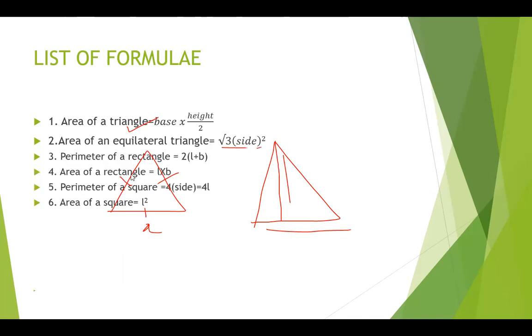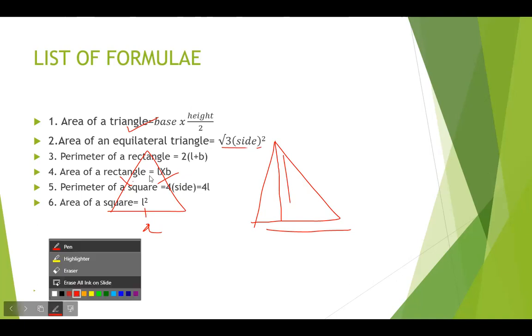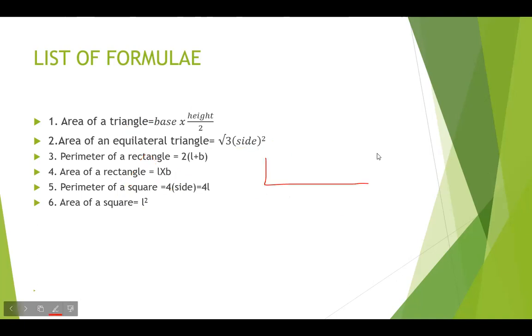Now, perimeter of a rectangle. You know what is the perimeter of a rectangle? Suppose I have a rectangle like this. Then the perimeter means length plus breadth plus length plus breadth. So that is 2L plus 2B, or you can say it as 2 into L plus B. Whereas area of a rectangle is given by length into breadth. If this is the length and this is the breadth, length into breadth will give us the area.